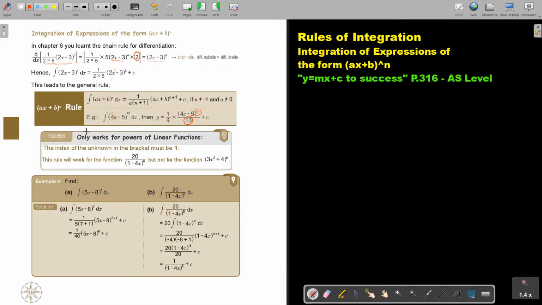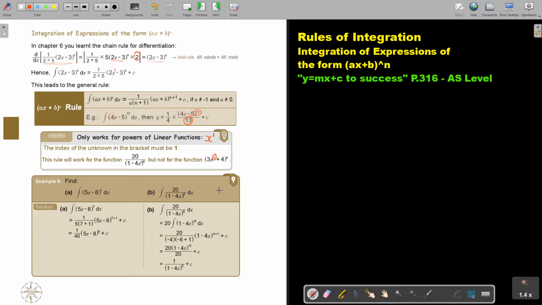Very important, this only works for powers of linear functions. What does that mean? That just means the index of the unknown in the bracket must be 1. The rule will work for this function, because look, the index there is 1. But this rule will not work there, because what is the index inside the bracket? That will be 2. So the index of the variable inside the bracket must be 1, then the rule works. But if it's 2, then you cannot follow this rule.